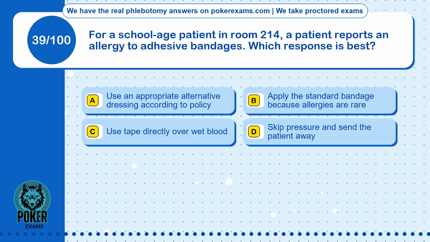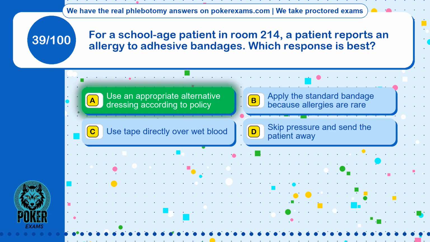Question 39. For a school-age patient in room 214, a patient reports an allergy to adhesive bandages. Which response is best? Option A. Use an appropriate alternative dressing according to policy. Option B. Apply the standard bandage because allergies are rare. Option C. Use tape directly over wet blood. Option D. Skip pressure and send the patient away.